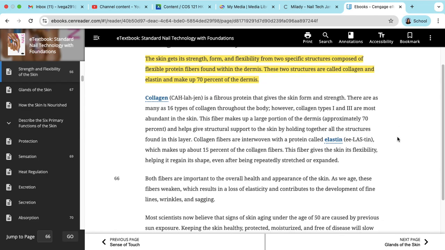Collagen is a fibrous protein that gives the skin form and strength. There are as many as 16 types of collagen throughout the body. However, collagen types 1 and 3 are most abundant in the skin.